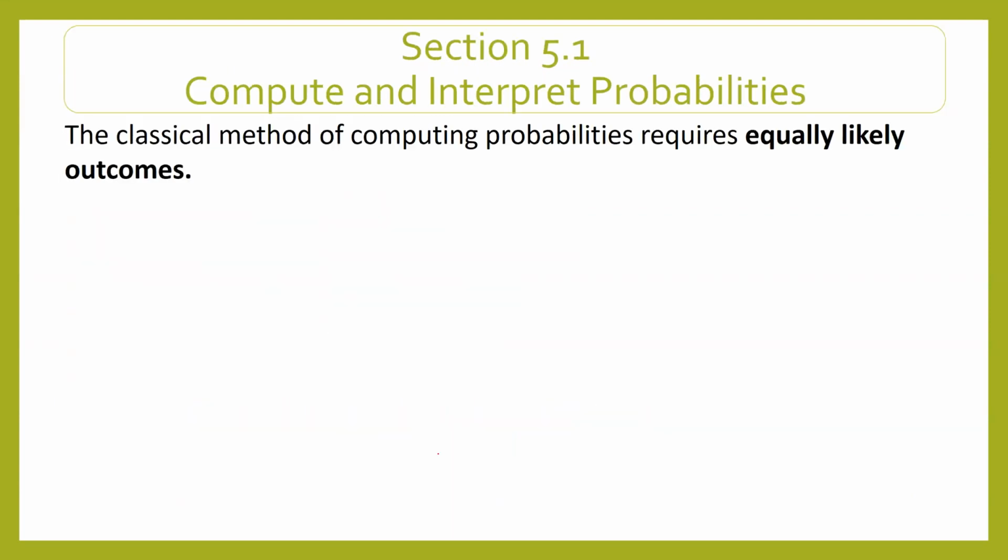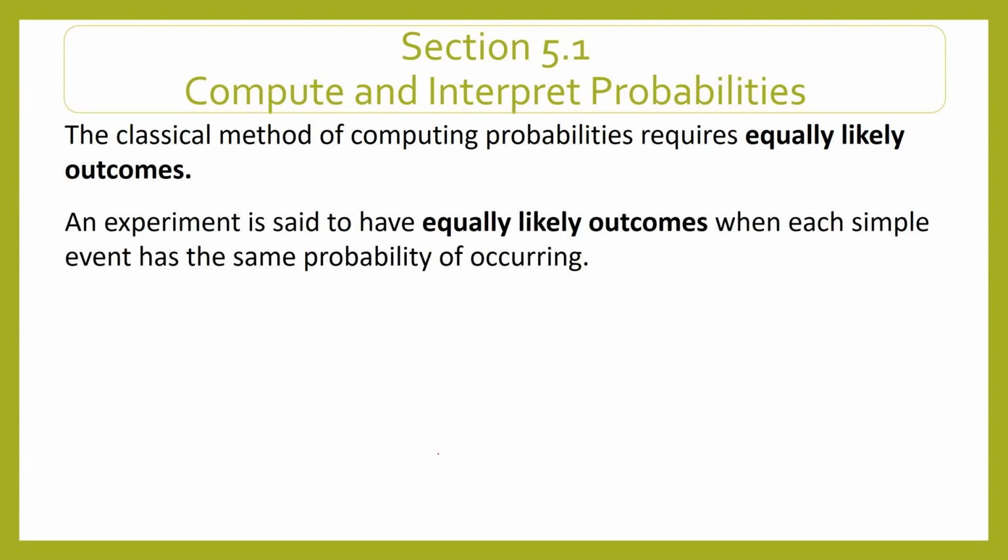All right, so we talked about the empirical approach. Now we are talking about the classical method of computing probabilities. This requires equally likely outcomes. An experiment is said to have equally likely outcomes when each simple event has the same probability of occurring.